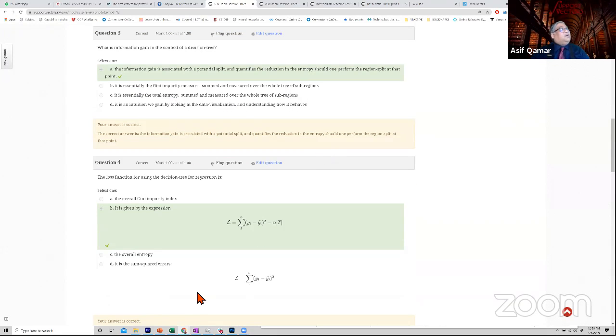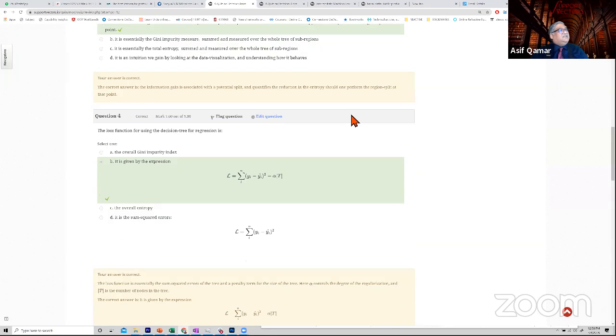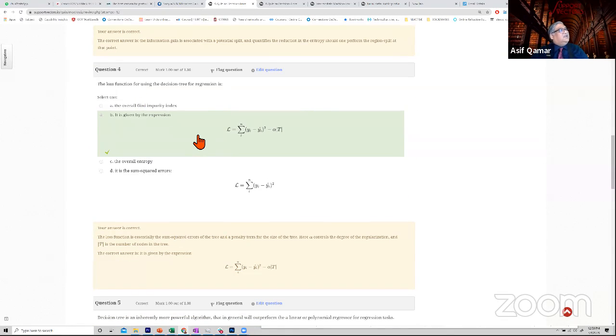Now, what is information gain? I'm very proud to say that all of you got the information gain question right, because in the previous survey it was the question whose understanding had gotten the lowest score. So I'm very happy to see that we finally got information gain. Nice. Even the loss function question, I was very pleasantly surprised that most of you got it right.